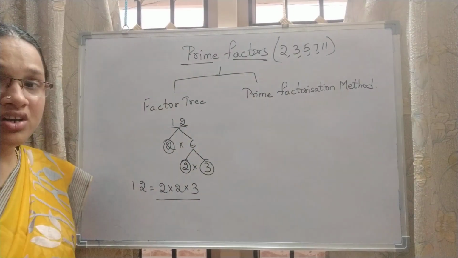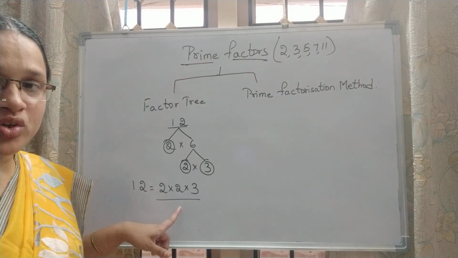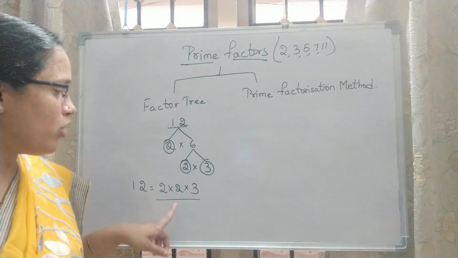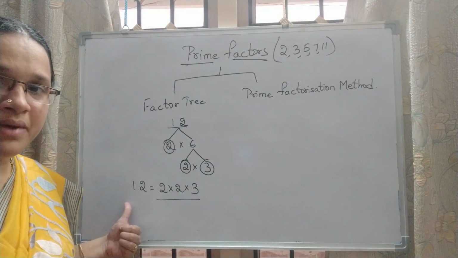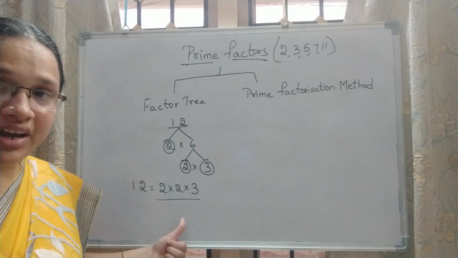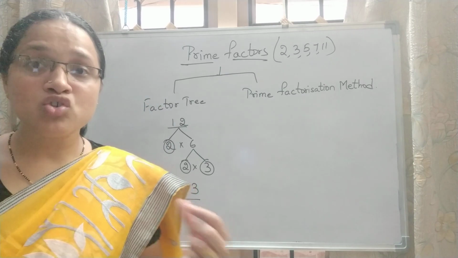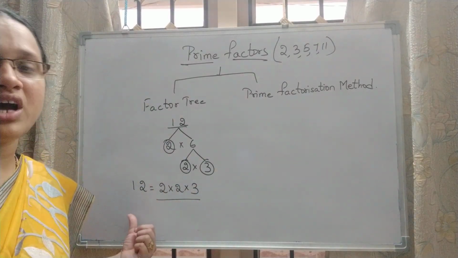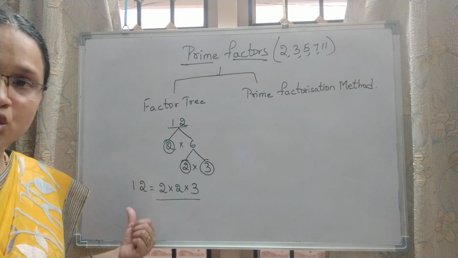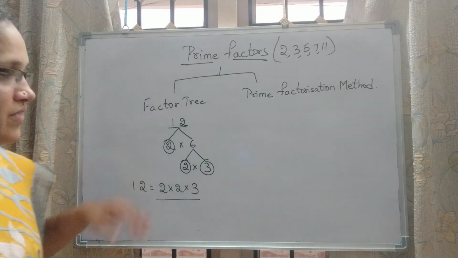Now see children, you can cross check your answer by multiplying this. 2 times 2 is how much? Yes, 4. 4 times 3 is how much? Yes, 12. Did you get your answer back? It means that you have done it right. You have found factors, only prime numbers. So you have found the prime factors of 12 using the factor tree method.